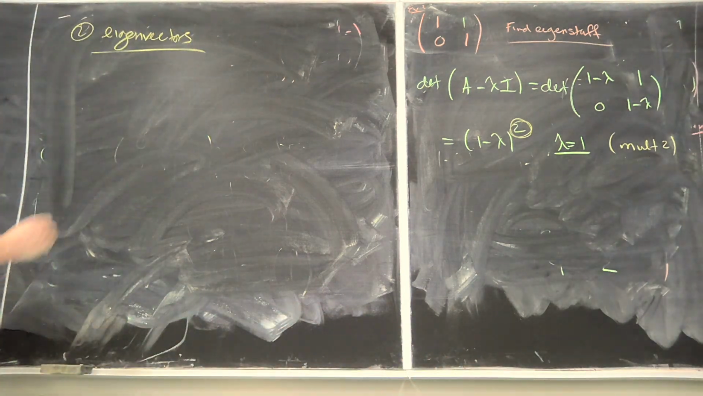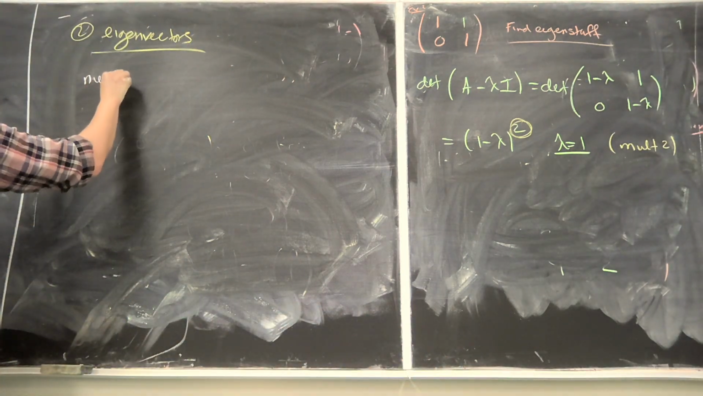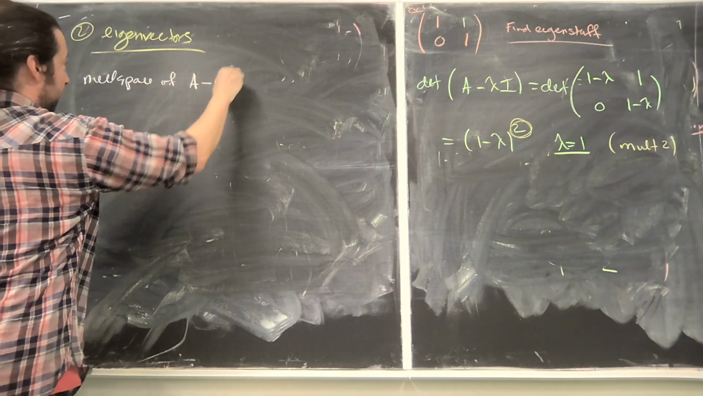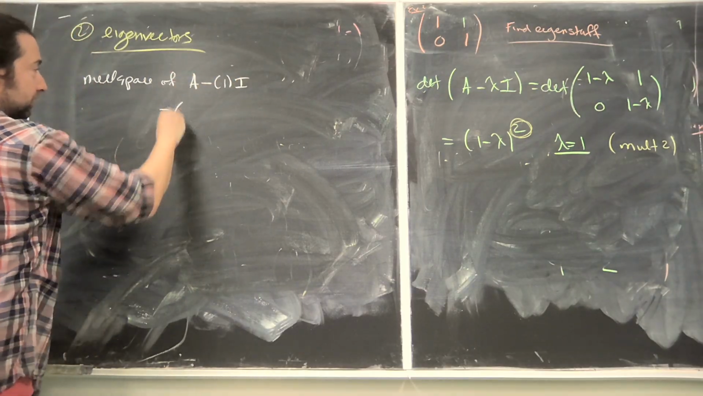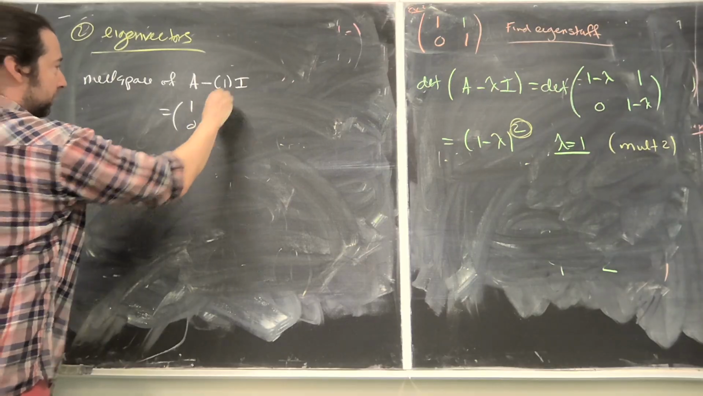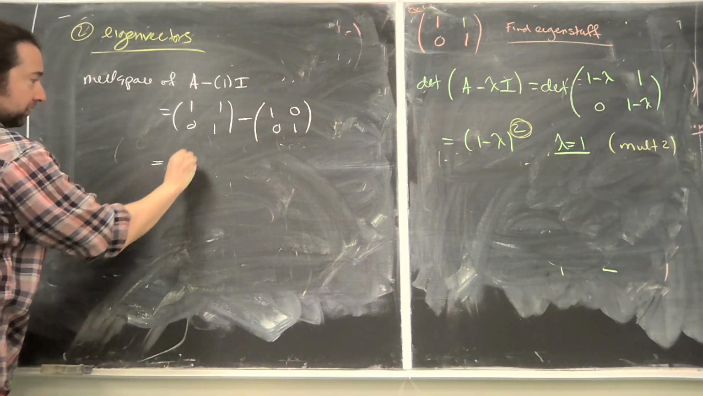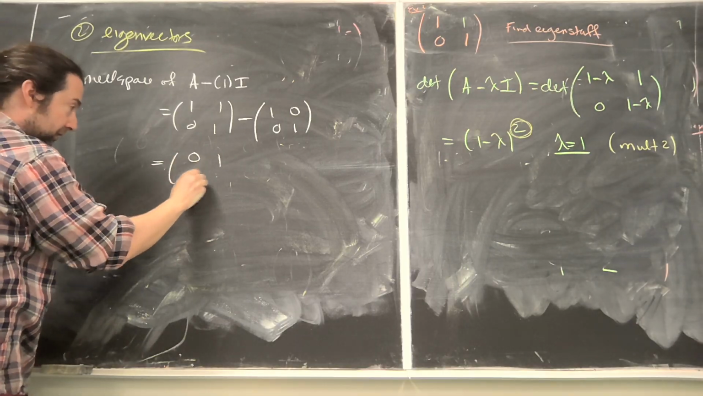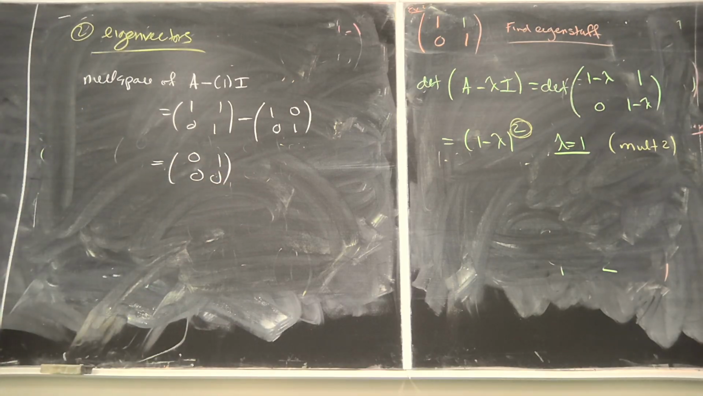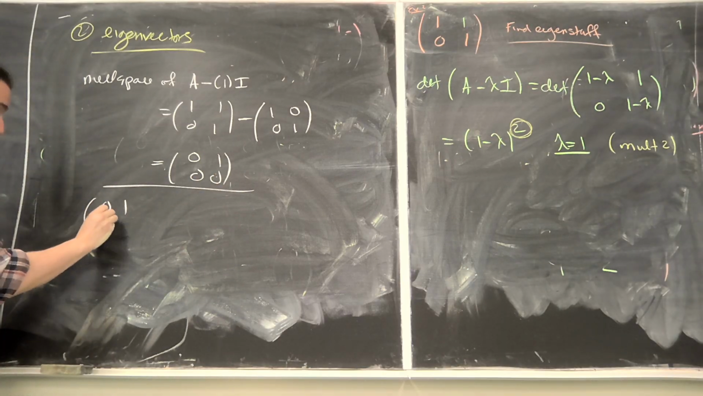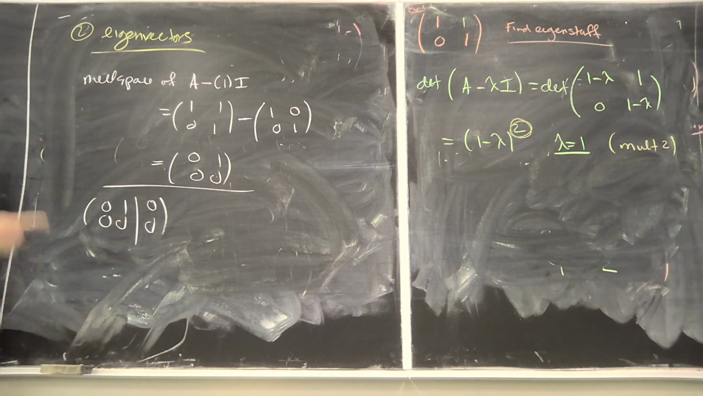You're going to find the null space of A minus 1I. A was 1, 1, 0, 1, minus the 1 identity matrix, which looks like this. So the matrix we're now finding the null space of is 0, 1, 0, 0. And if I found its null space, 0, 1, 0, 0, 0, 0. Oh, it came pre-row reduced for me. That's nice.